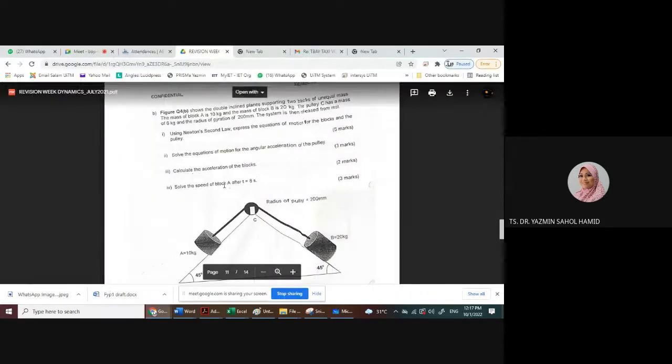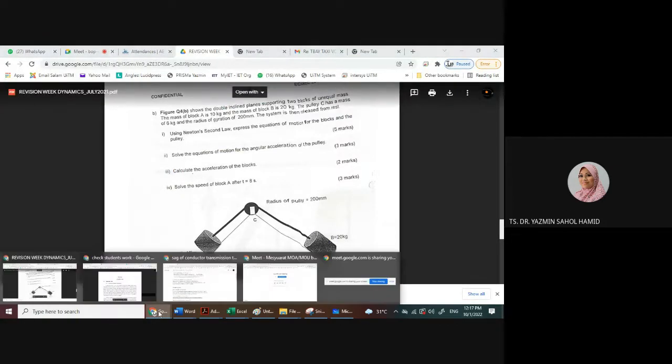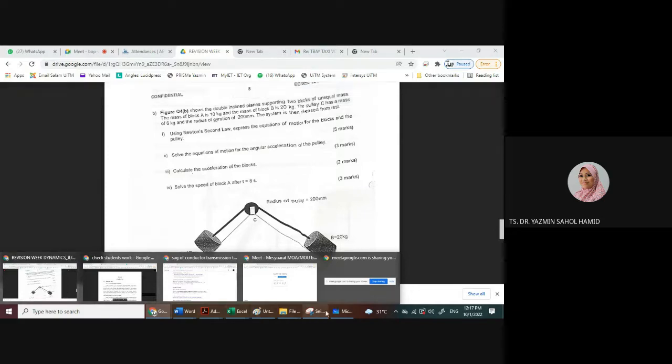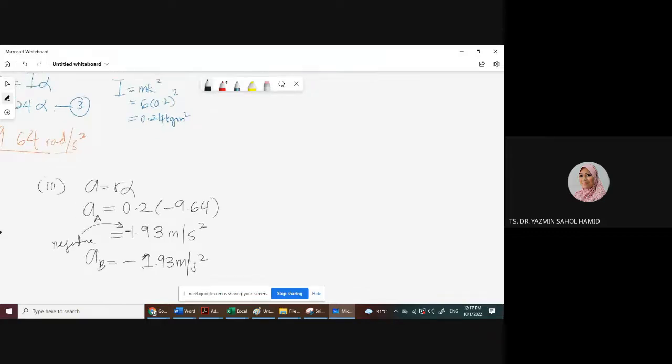Solve the speed of block A after t equals to 8 second. So dia nak speed of block A. So macam mana nak buat? So untuk soalan speed of block A, very simple. Kita boleh use equation kinematics ni, omega equals to omega naught plus alpha t. Now, omega naught sama dengan apa? Kosong. Kenapa? Dalam soalan dia kata dia start from apa guys? Rest. Okay.